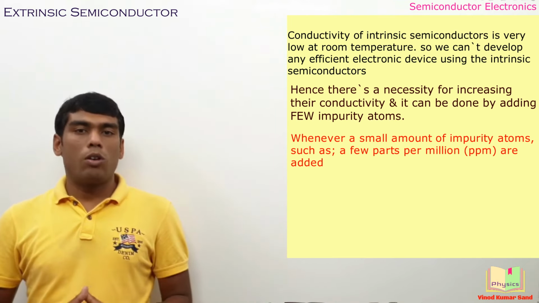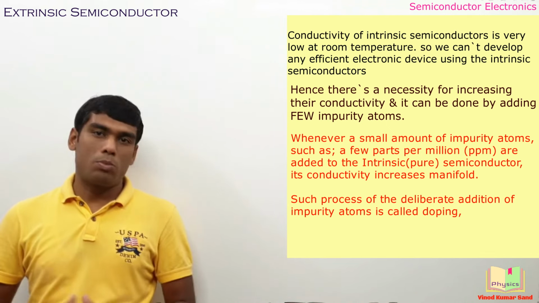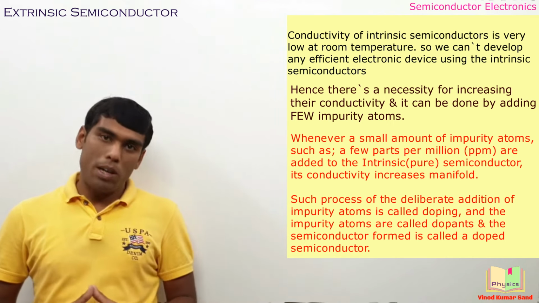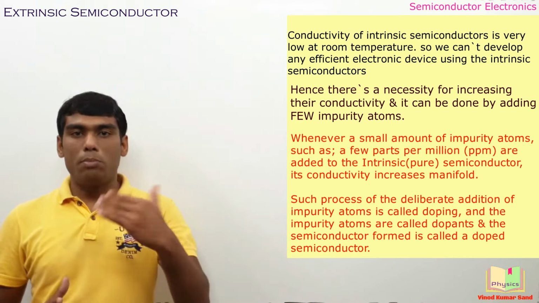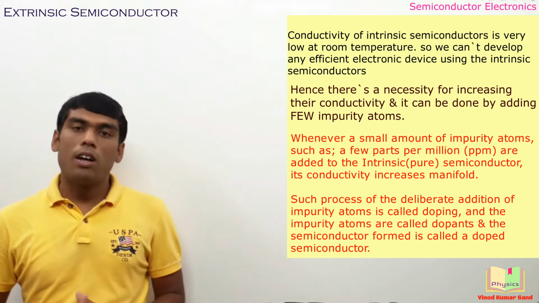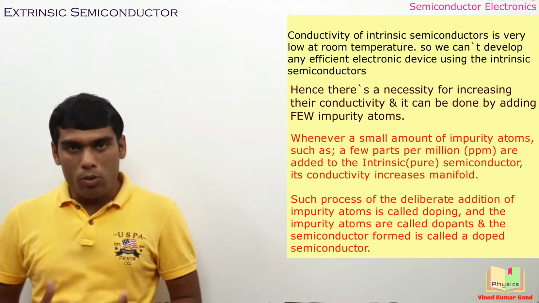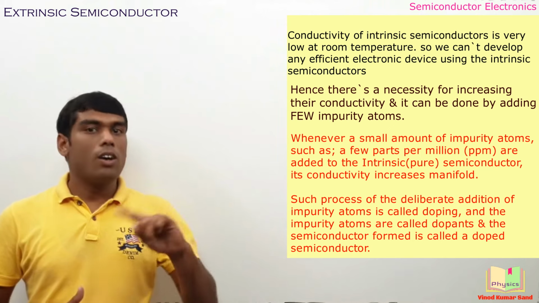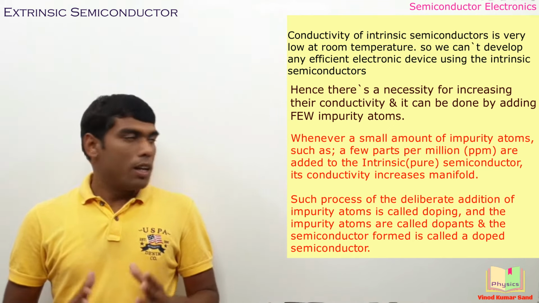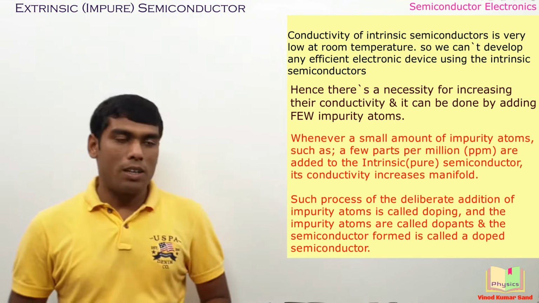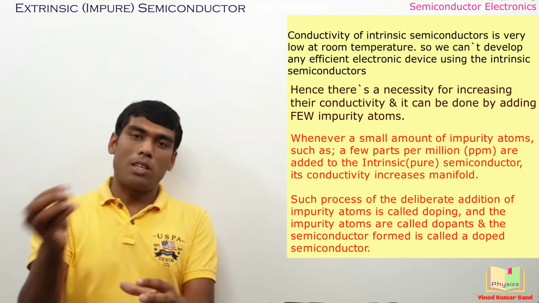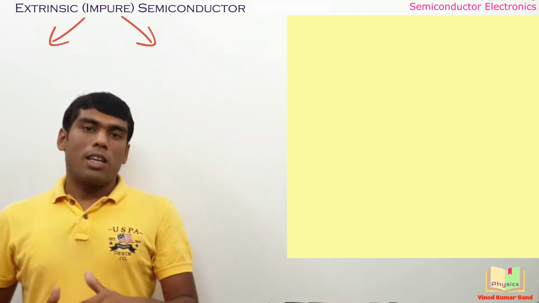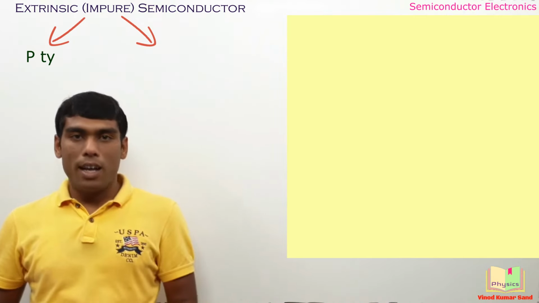Whenever a small amount of impurity atoms, such as a few parts per million, is added to the intrinsic semiconductor, its conductivity increases manifold. Such a process of deliberate addition of impurity atoms is known as doping. The impurity atoms are known as dopants, and the semiconductor formed is known as the doped semiconductor or the extrinsic semiconductor. There is another name also, the impure semiconductor, because in the pure semiconductor we mixed some impurity atoms. The doped semiconductors can be of two types, the p-type and n-type.